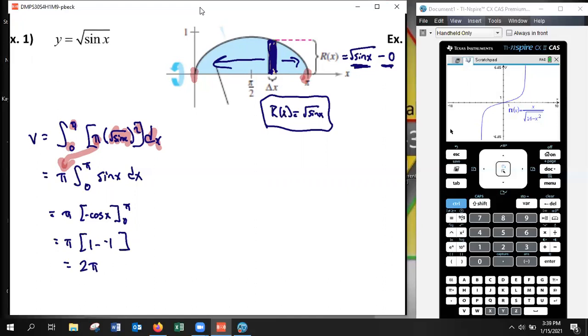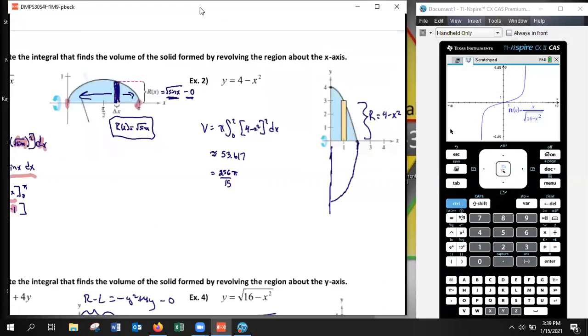So square root of sine squared is just sine. This is one we could do by hand. The integral of sine is negative cosine. Plug in our pi minus plug in our 0, and we get 2 pi overall.